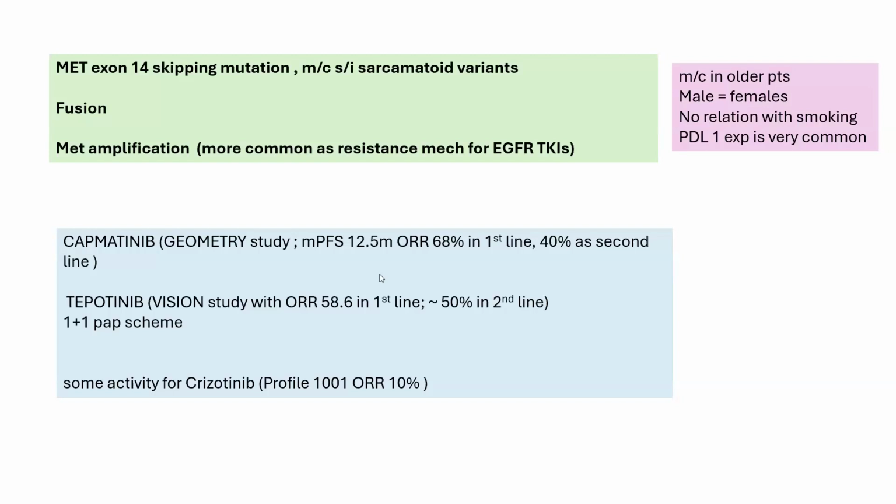Tepotinib was studied in the VISION study, wherein overall response rates in the first line were 58.6%, almost similar to capmatinib. In the second line, when tepotinib was used, it was 50%. So slightly better, we can say, as compared to capmatinib, although direct comparisons are not there. So both the drugs can be used and they are both equally good. Capmatinib and tepotinib can be used as first line for MET mutations, as well as amplifications. And if both the drugs cannot be used, then we go for crizotinib.